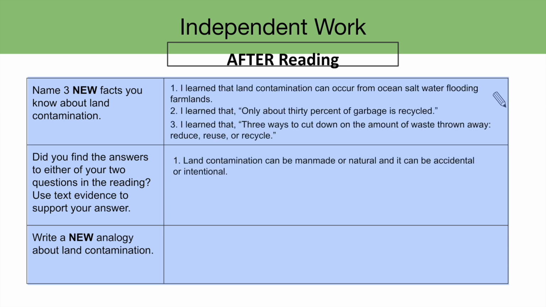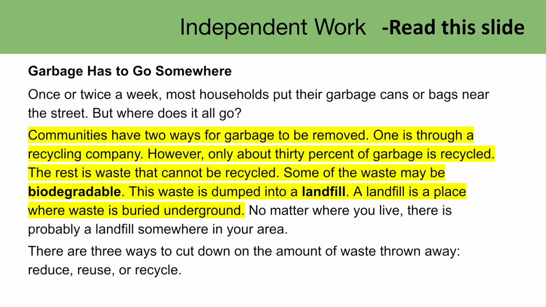So, to answer my first question, land contamination can be man made or natural. It can be accidental or intentional. So land contamination is not always man made and is not always intentional. Sometimes it could be natural and accidental. Second question, suppose all garbage was biodegradable. Would it still contaminate the land?